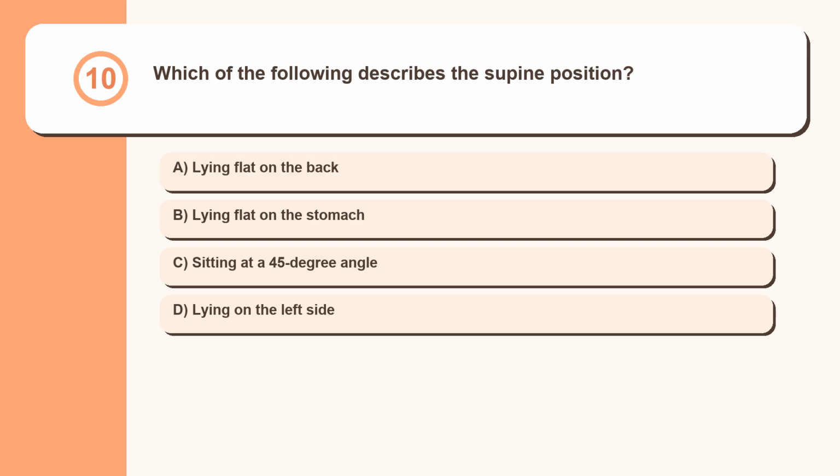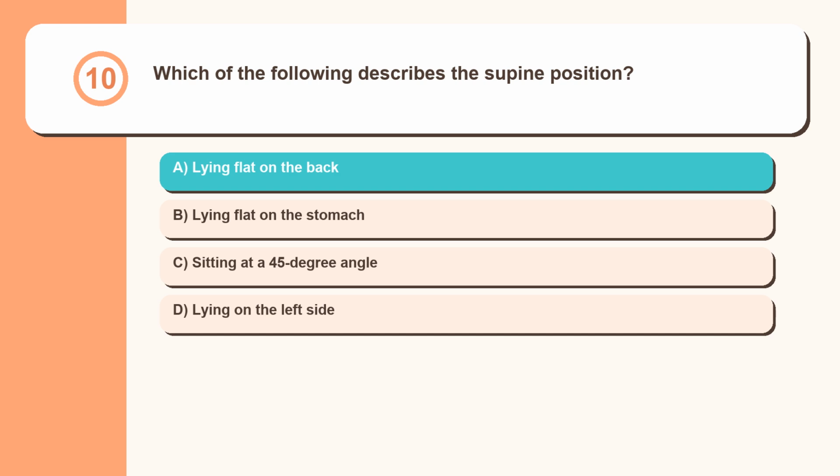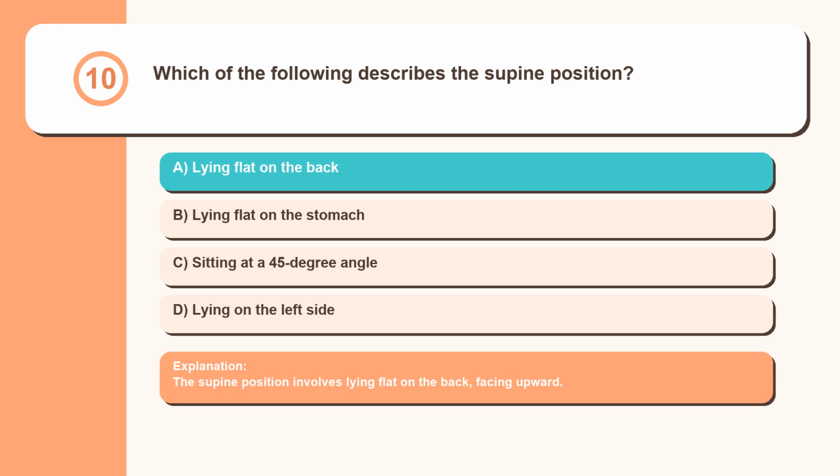Question 10. Which of the following describes the supine position? Lying flat on the back, lying flat on the stomach, sitting at a 45-degree angle, lying on the left side. The supine position involves lying flat on the back, facing upward.